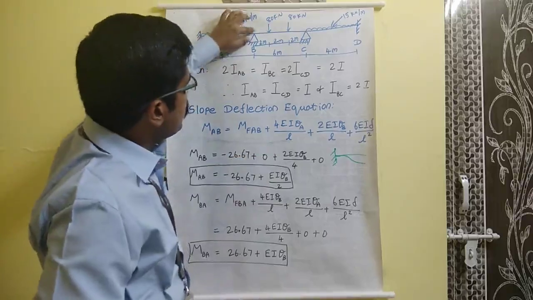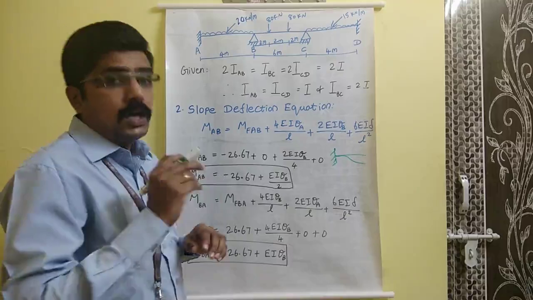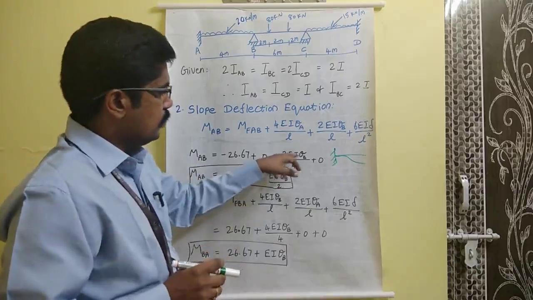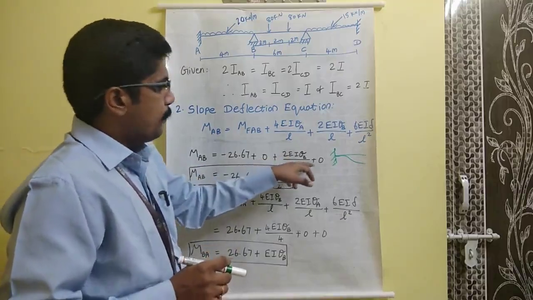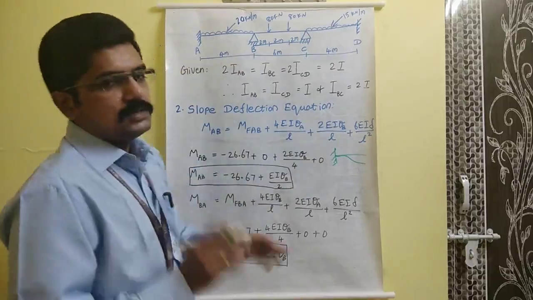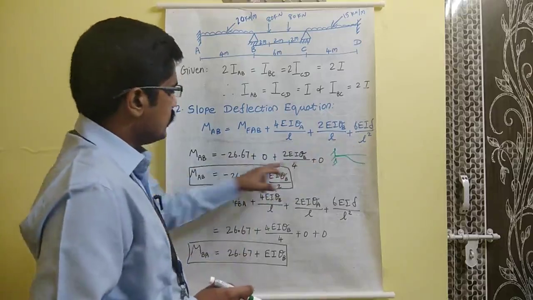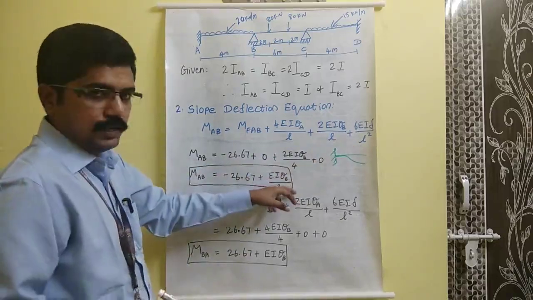Next, theta B is at a hinged support, so it will allow rotation. So we are taking 2EI theta B by 4, where L is 4, plus 0, because the support is not sinking, so the sinking will also be 0. By simplifying, we will get the equation.